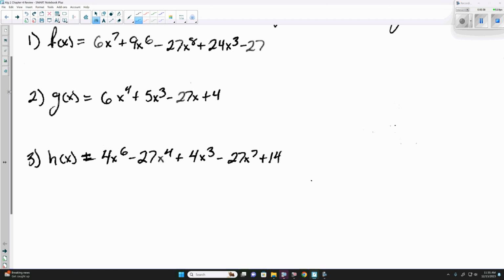If we look at problem number 1, the degree is the exponent that goes with the biggest variable. The variable with the biggest exponent is x to the 8, so the degree of this function is 8. The leading coefficient is the number in front of the variable with the biggest exponent, which is negative 27. So for the first one, the degree is 8 and the leading coefficient is negative 27.